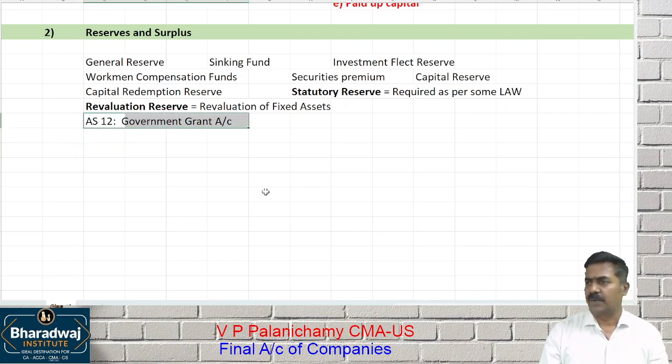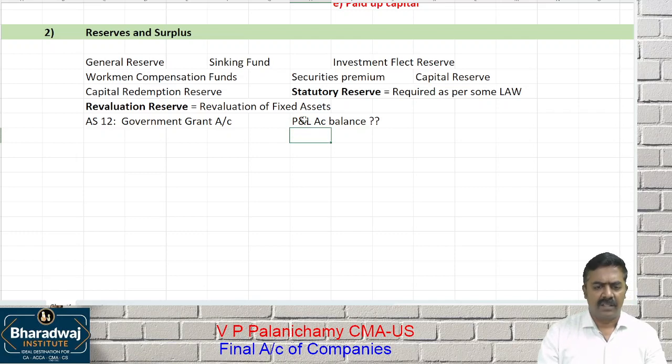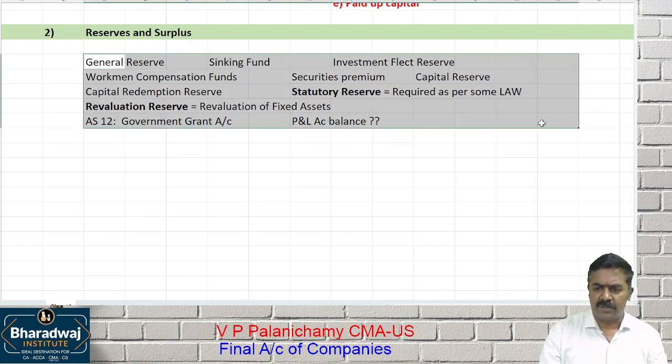That can be taken as what? A reserve. Deferred government grant account, we will learn in Accounting Standard 12. So name any reserves. This also will include the profit and loss account balance, if any. Okay. All these things are called which one?